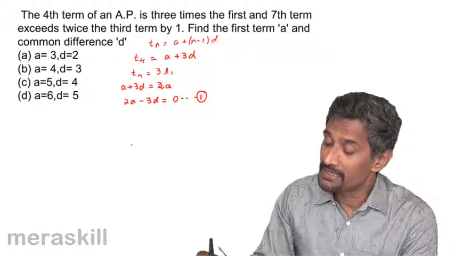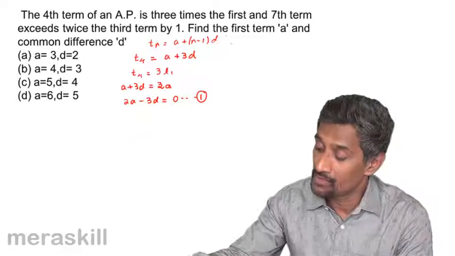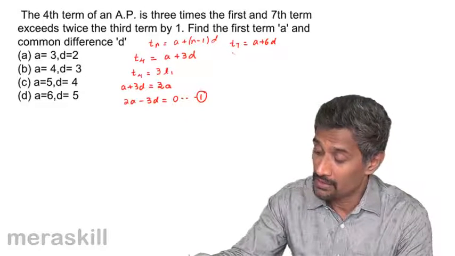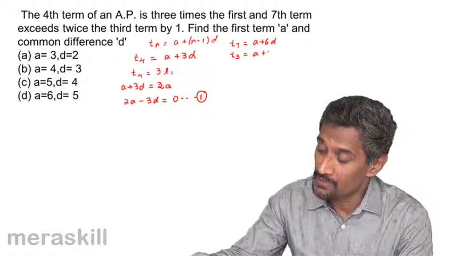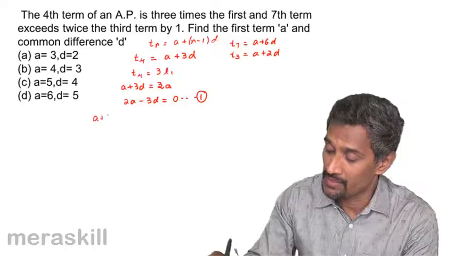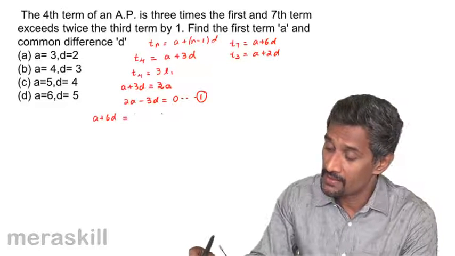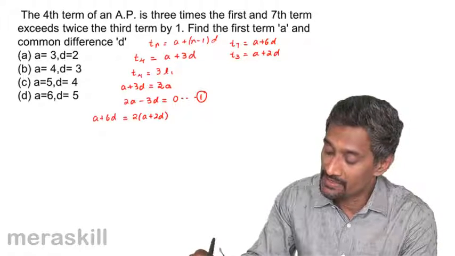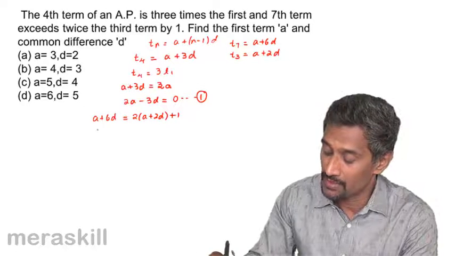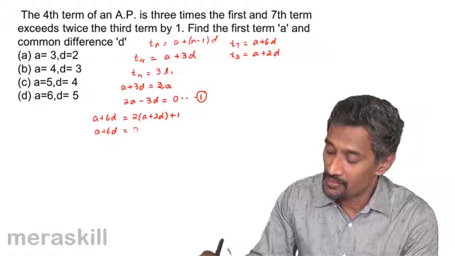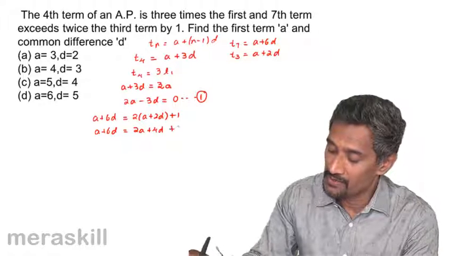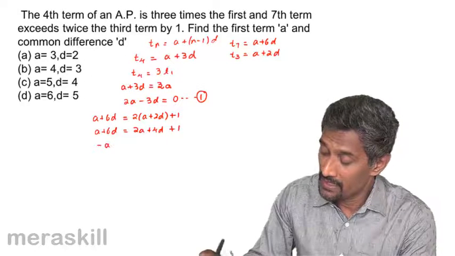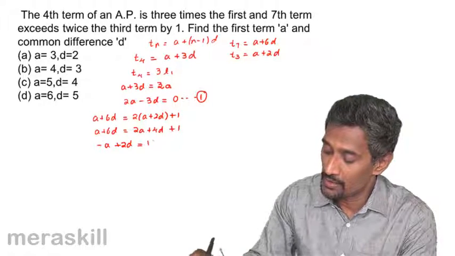And the seventh term exceeds twice the third term by 1. So T7 has to be found out, which is A plus 6D, and the third term, that is T3, which is A plus 2D. It's told the seventh term, that is A plus 6D, exceeds twice the third term, that is 2 times A plus 2D, by 1. So this will give you A plus 6D is equal to 2A plus 4D plus 1. As a result, this turns out to be minus A plus 2D is equal to 1.